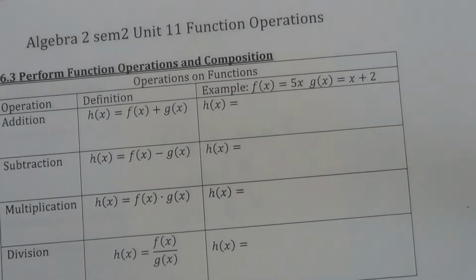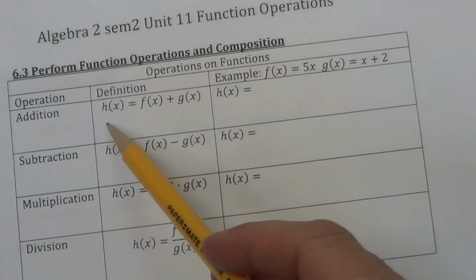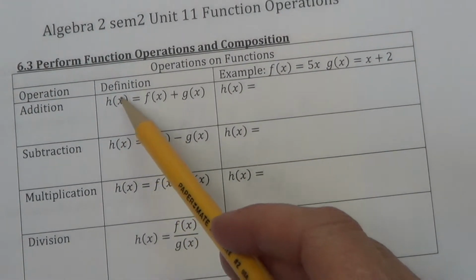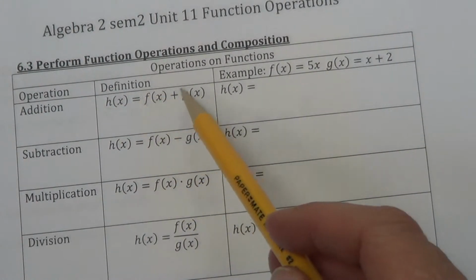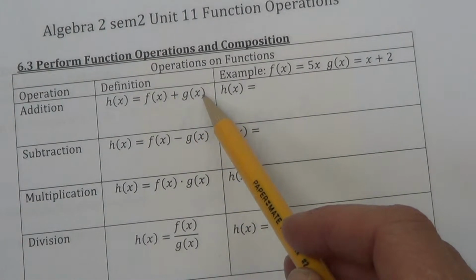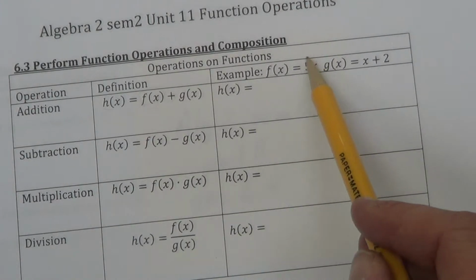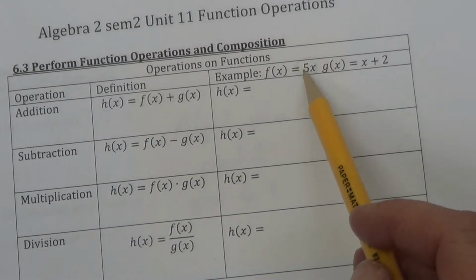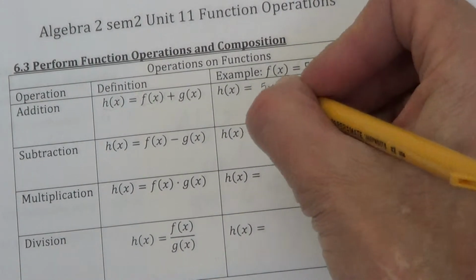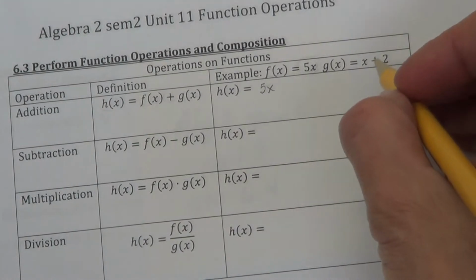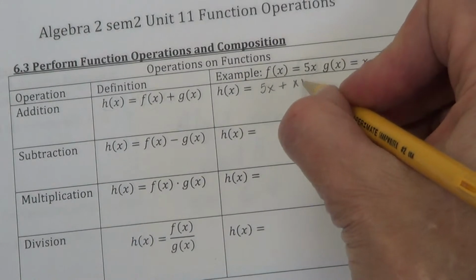Here's what we look at. With addition, you're talking about functions when you have an equation like this, where the function h of x is the combination of f of x added with g of x. So what you really have to do is look at what f of x is said to be. What equation is f of x equal to? Well, it's equal to 5x, so we write 5x in there. And now we look at what g of x is equal to. It's equal to x plus 2, so we just put plus x plus 2.